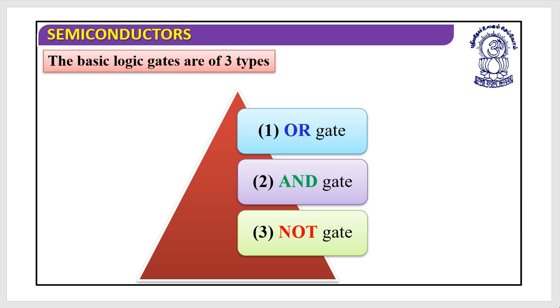So let's begin our study with logic gates. The basic ones are known as the primary logic gates. There are three logic gates that we call primary: the OR gate, AND gate, and NOT gate. Let's discuss and understand one by one how the OR gate, AND gate, and NOT gate behave.